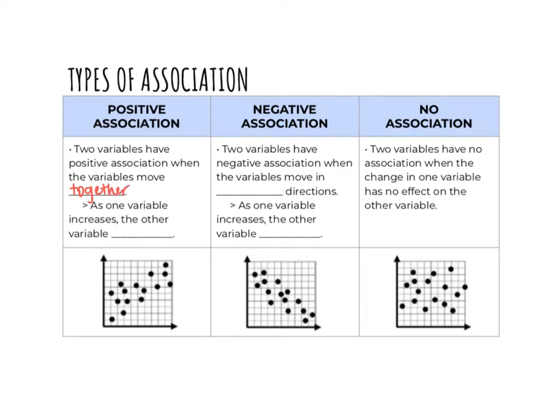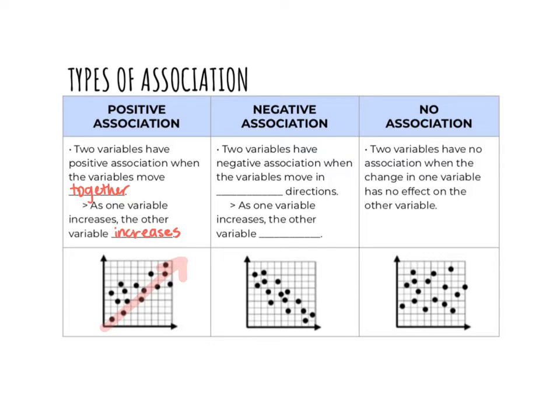So what that means is, as one variable increases, the other variable increases. And that's like the shopping example that we just saw. As you buy more items, your cost is also going to be getting higher. So as one increases, the other increases. It moves together. On this graph, even though it's kind of spread out, you can see that it's all trending in an upwards direction. So that would be positive association.